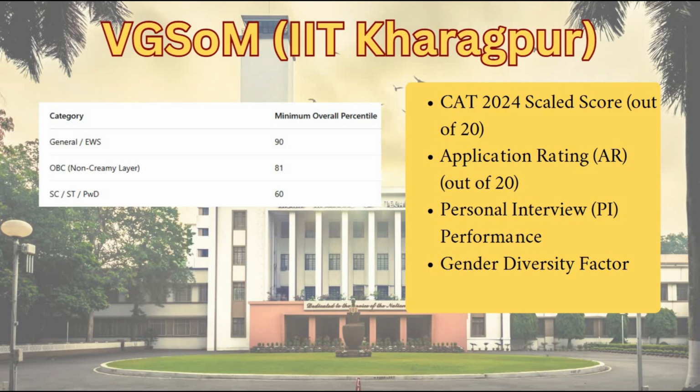There is also an application rating out of 20, and application rating evaluates academic performance at various levels as well as the work experience, like your 10th score, 12th score, graduation score along with your work experience points. So all put together you get a score out of 20. There are also some points taken from the PI performance, and the female candidates receive an additional 4 marks to promote gender diversity, right? So this is the overall criteria of VGSOM, right?